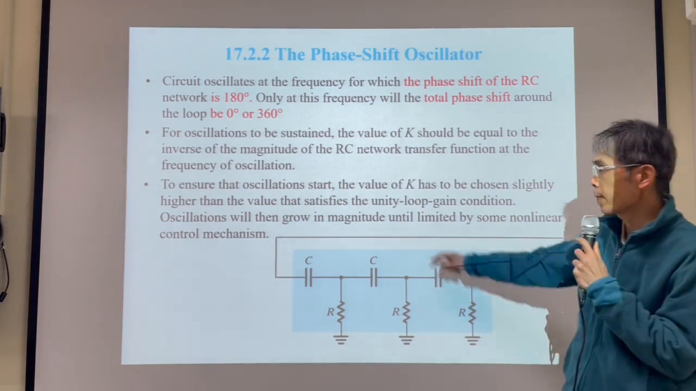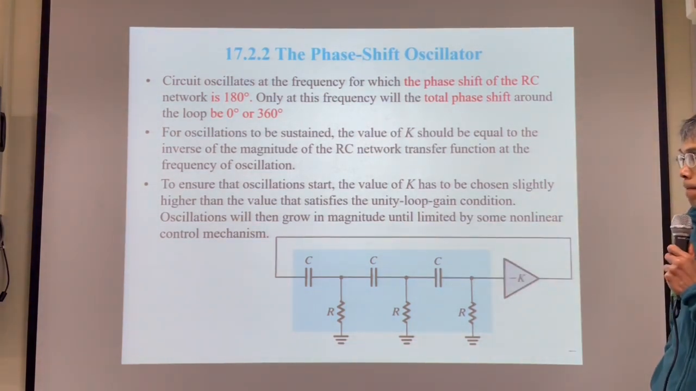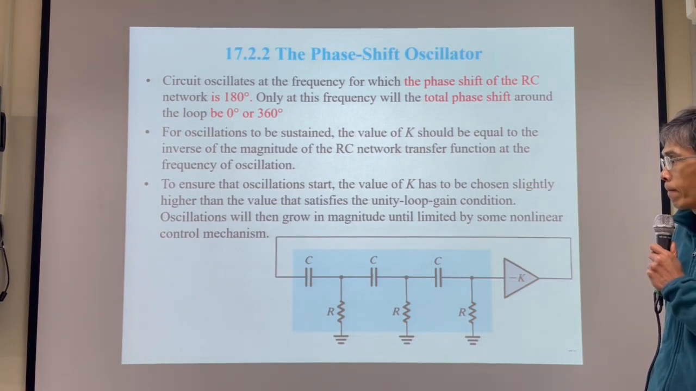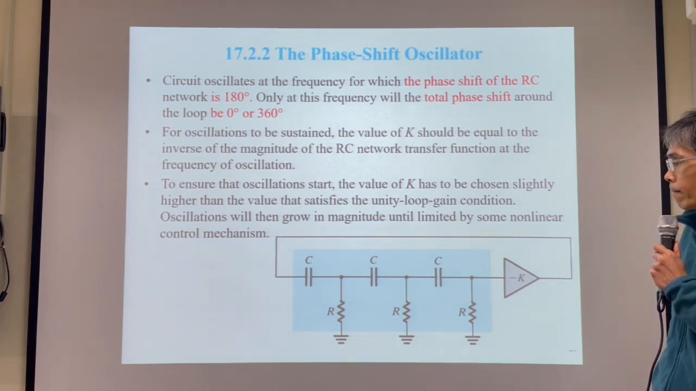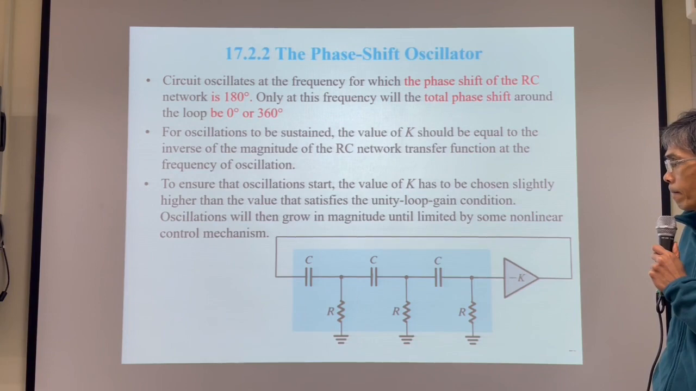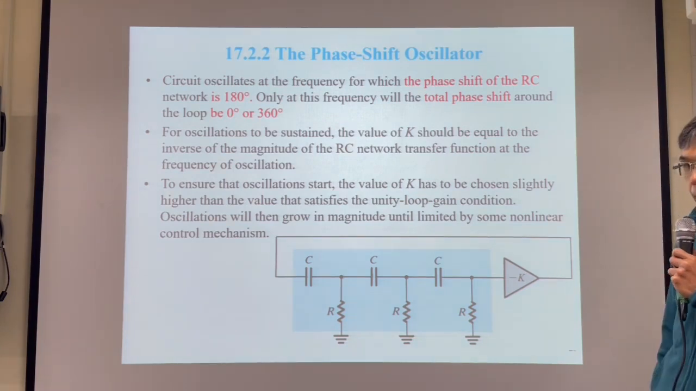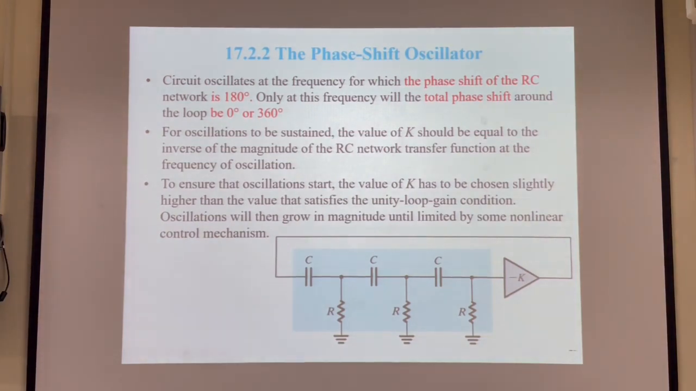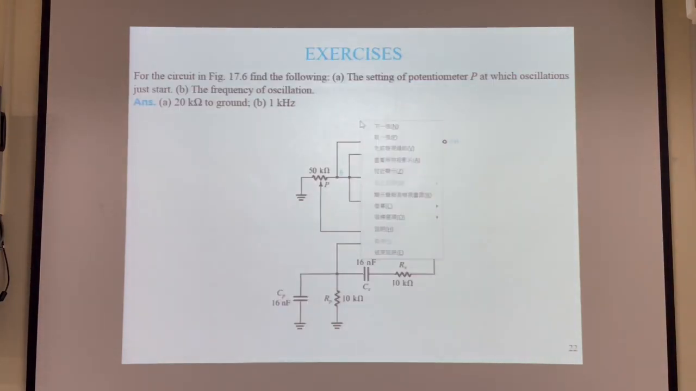Kaiser, could you read the third one? To ensure that oscillations start, the value of K has to be chosen slightly higher than the value that satisfies the unity loop gain condition. Oscillations will then grow in magnitude until limited by some non-linear control mechanism. Okay, so you have proved this point. I ask you to prove this one.